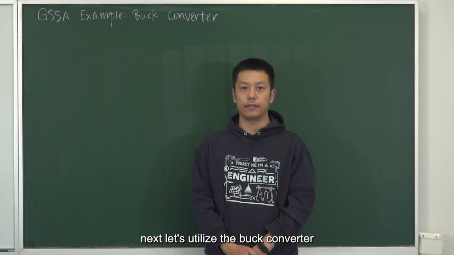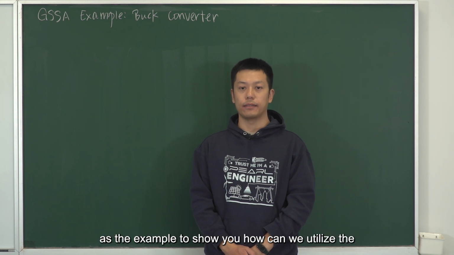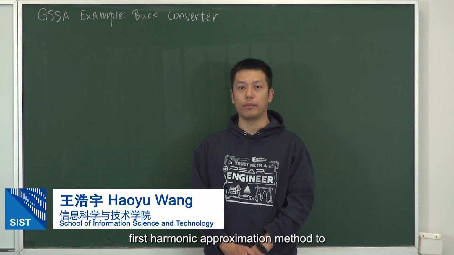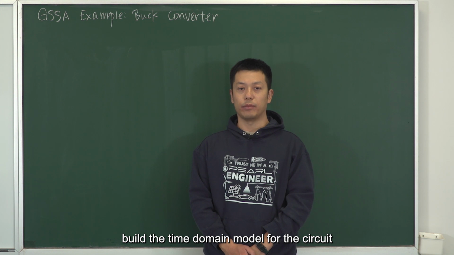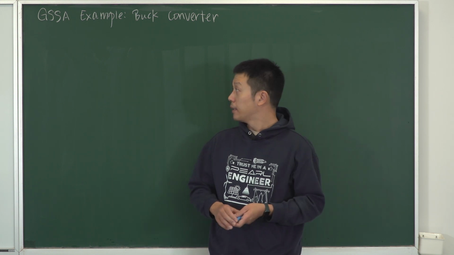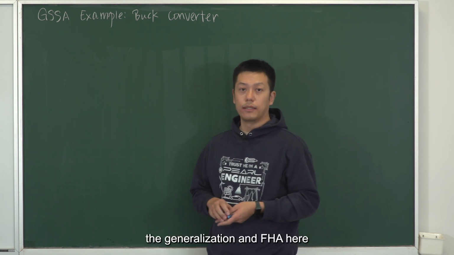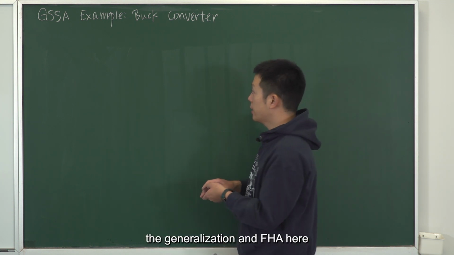Next, let's utilize the buck converter as the example to show you how we can utilize the first harmonic approximation method to build the time domain model for the circuit. So we are going to first talk about the generalization and FHA here.